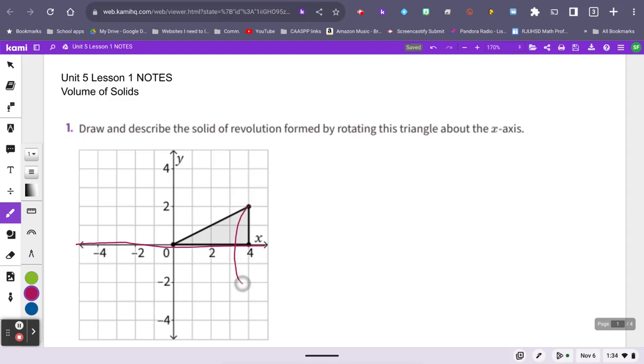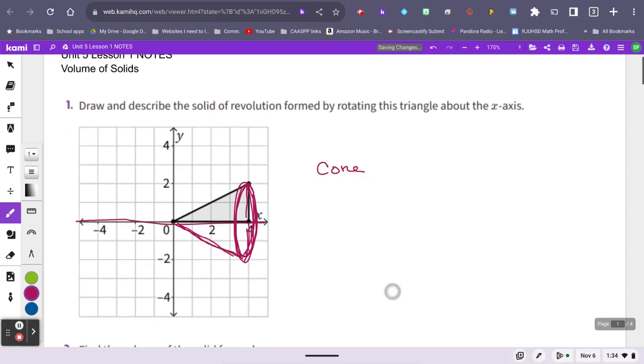So if you think about it, not perfect, but we get the idea. It's rotating around it, okay? And it is going up 2, so our diameter is up 2 here. And what shape do we get? It's a cone.